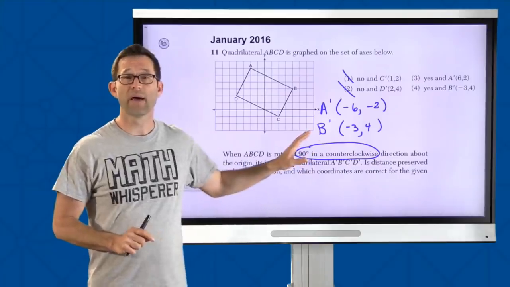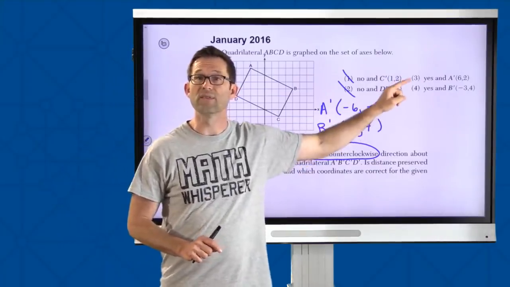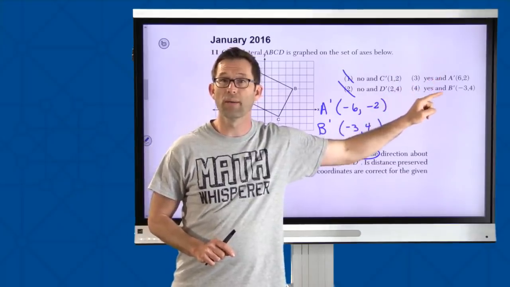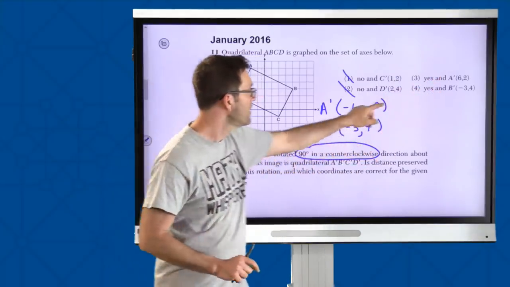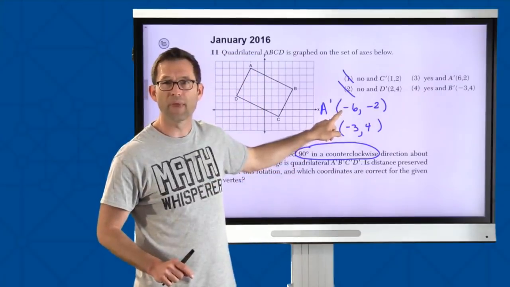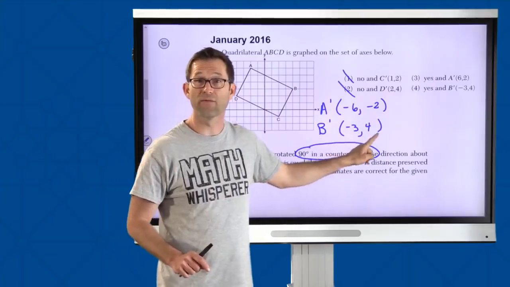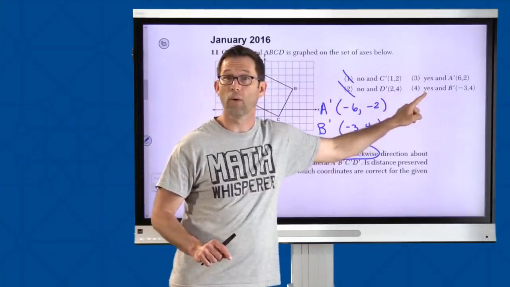Now, I could have also written down the image coordinates of C prime and D prime, but the plain fact is, since these two choices only involve A prime and B prime, I just have to take a look. This one says 6, 2. Well, that's not where A prime ended up. A prime ended up at -6, -2. But B prime at -3, 4 is exactly what we have there.